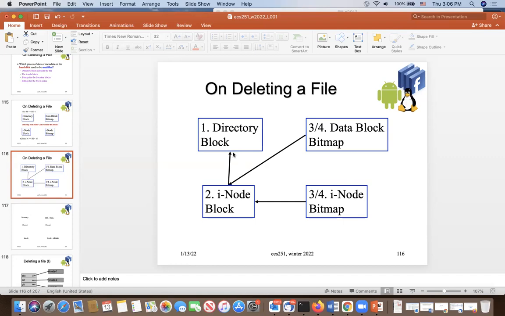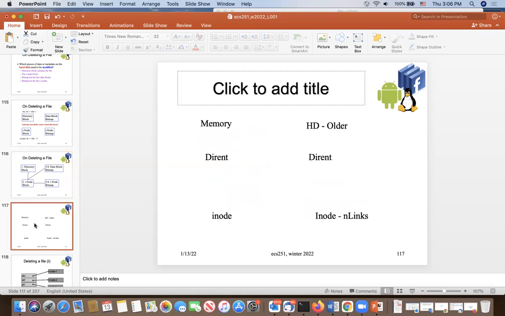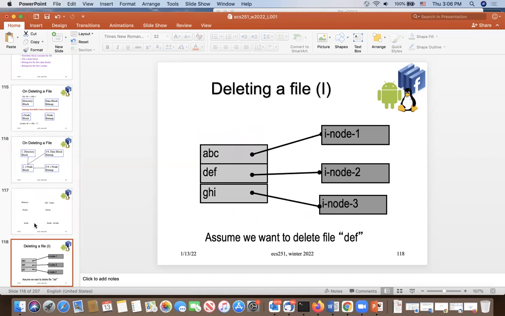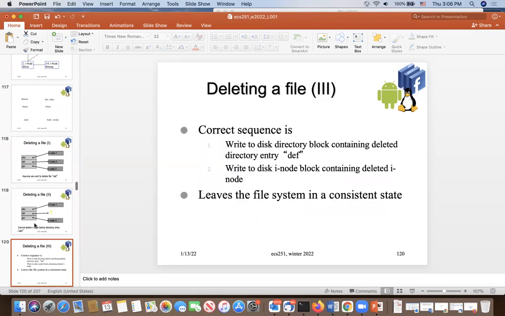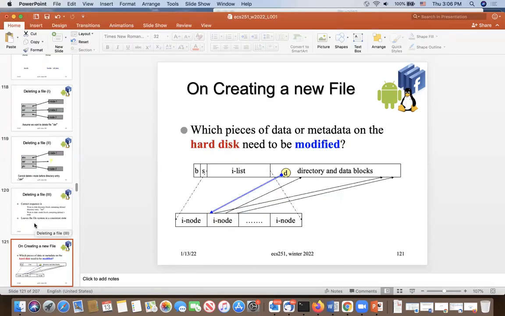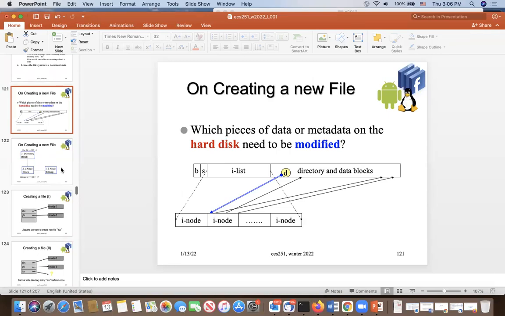Any question? Okay, so I'm going to move to the next picture. This is about deleting a file. Now I'm going to do the creation of a file. I'm going to create a file.